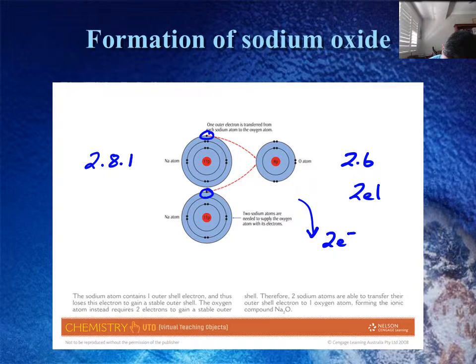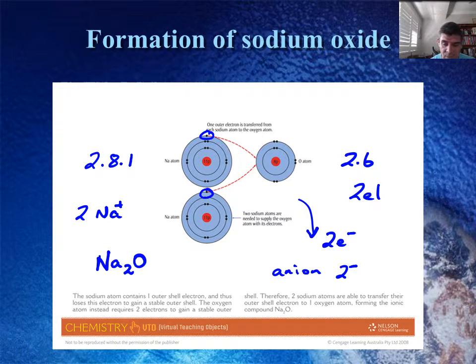That means 2 electrons will be added to the oxygen atom. This will produce an anion, an oxygen anion with a 2- charge. That will be balanced by 2 sodium ions, and they're cations, with positive charges. What it means is we have a formula of Na2O, and this represents the ratio of sodium to oxygen in this compound.